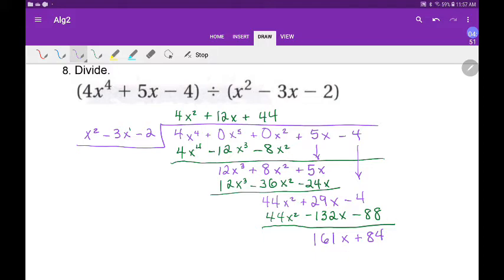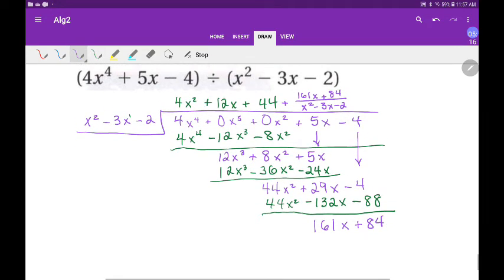And that's my remainder. So I'm not sure if I can squeeze that in. Let me try. 161x plus 84 on top of the divisor. Where's the divisor? Well, that's that thing I used to divide. So let's see. That's on the bottom. And that's my answer. Maybe I should write it out nicer than that.